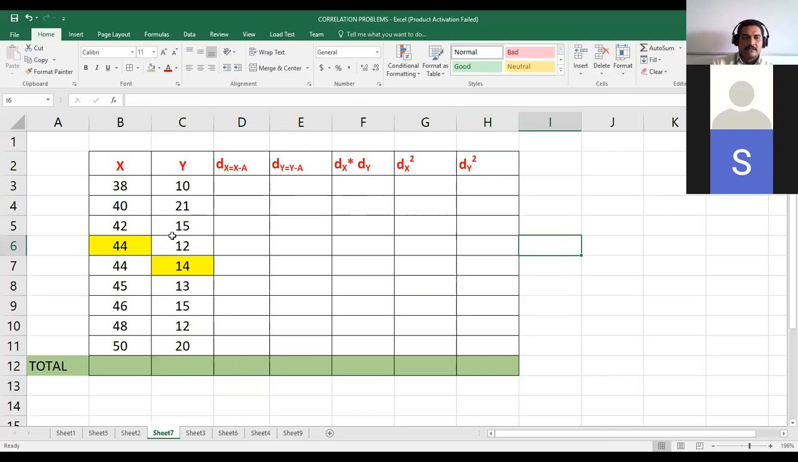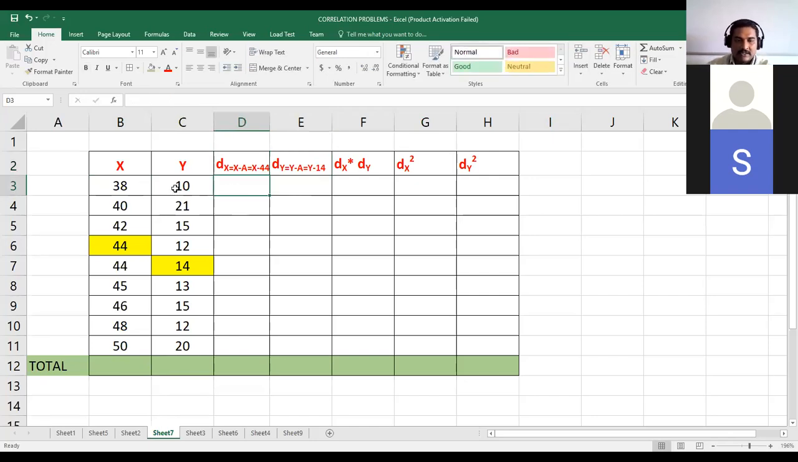Now, what is dx? dx is x minus a. What is the x value? The x values are the given values, and the a value we will take as 44. So here it will come x minus 44, and here y minus 14. Assume the mean we have taken for the y series is 14.